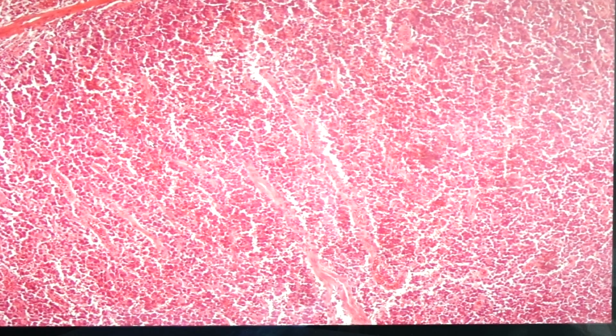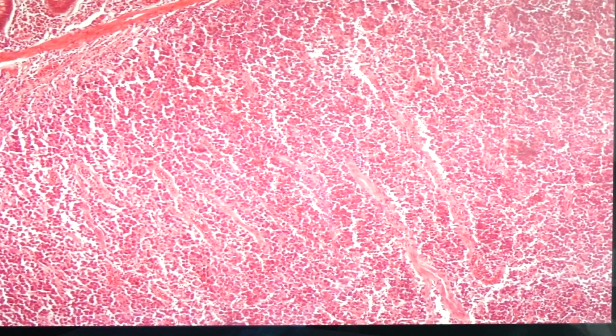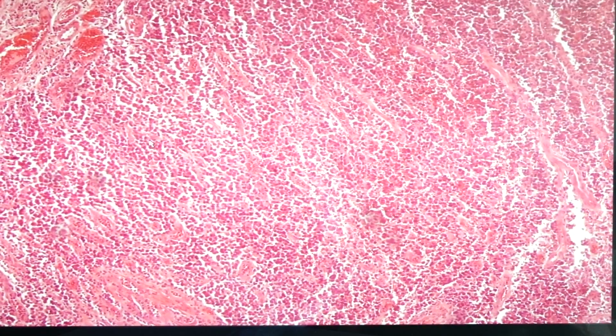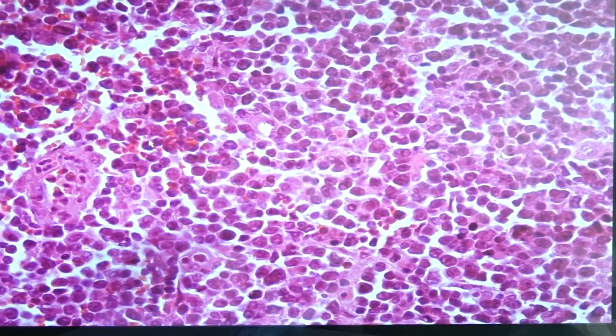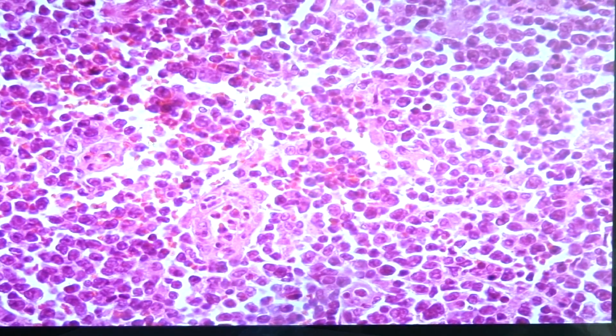And then we look into the cells. Okay, they are monotonous. So most probably this is a non-Hodgkin's lymphoma. And then diffuse. It's a diffuse pattern. We do not see germinal centers or follicular patterns. So this is a diffuse type. And then we look into the high power magnification. Okay, they are larger than usual. So we call it a diffuse large cell type of non-Hodgkin's lymphoma.